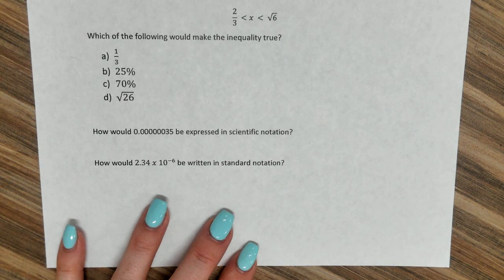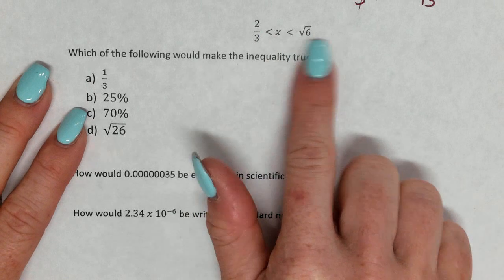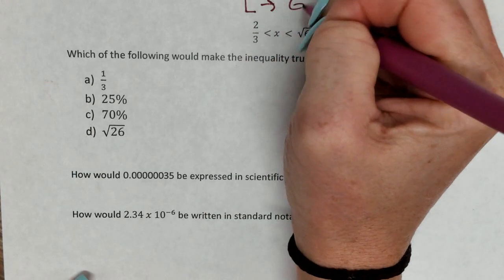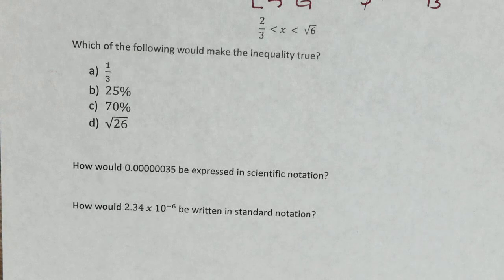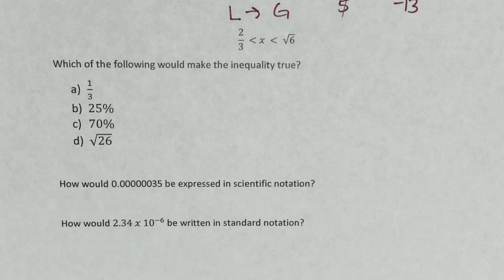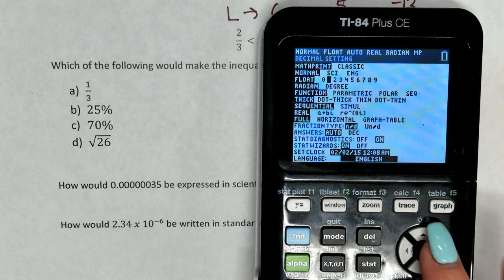All right, the next question. Which of the following would make this inequality true? This is an inequality, but basically all it is is a least to greatest question. It is a least to greatest question. So what do y'all think I need to do to all these numbers? What mode should I probably be in? Mode float 2, because it's going to make it look like money.